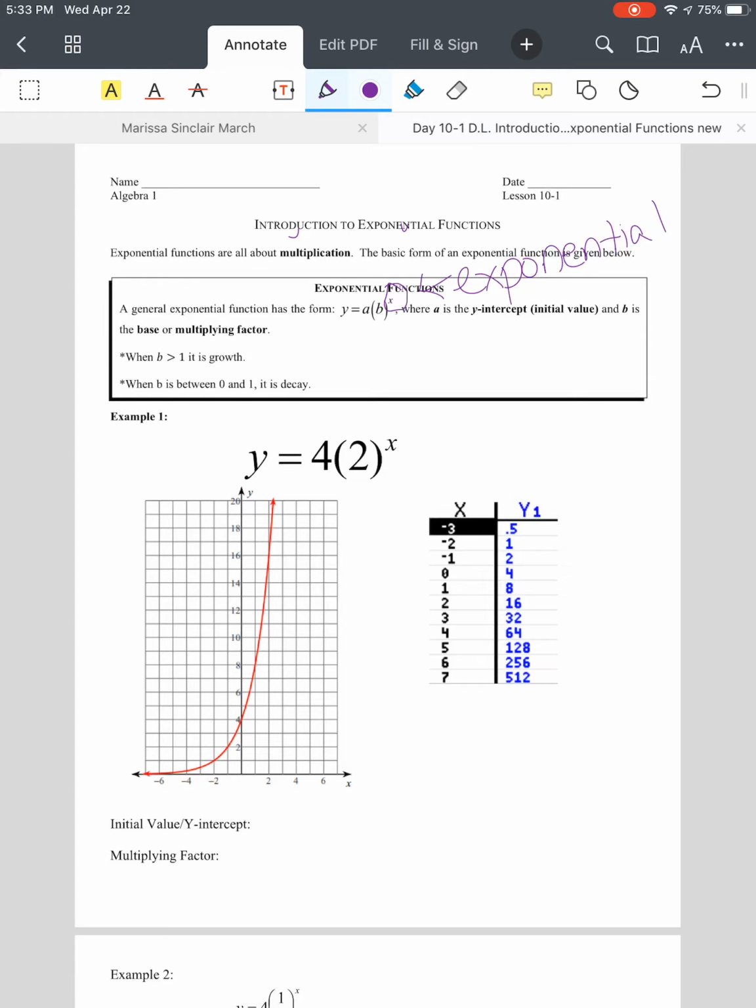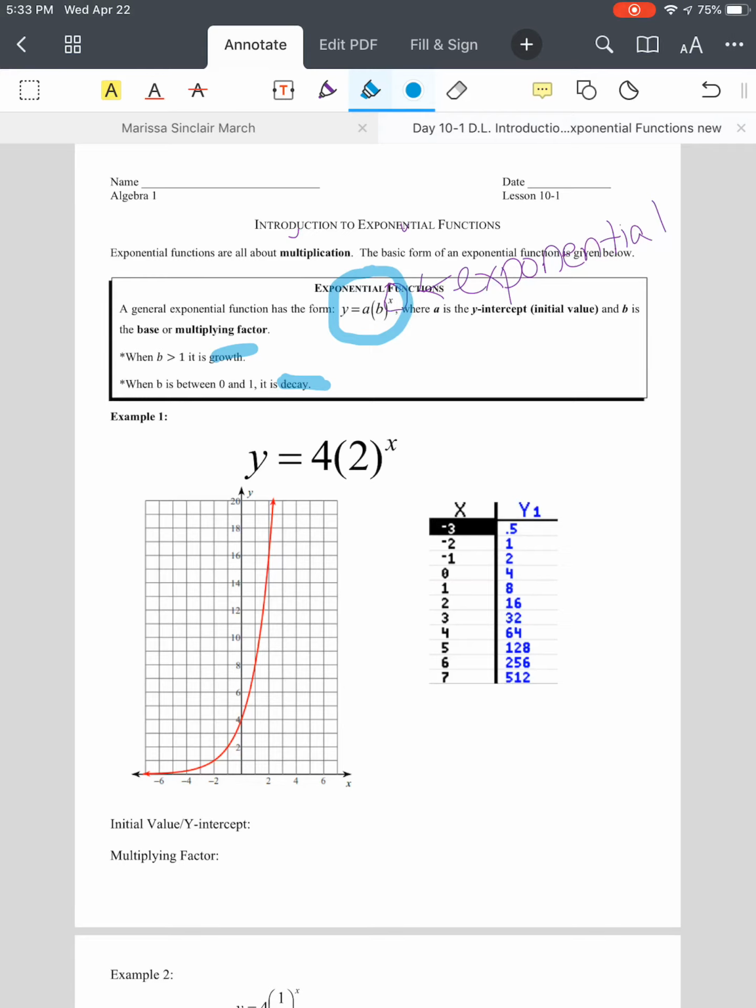Okay, and we're going to talk about two types of exponential functions. We're going to talk about growth and we're going to talk about decay. So we can have exponential growth or we can have exponential decay. So an exponential function has this form, y equals a parenthesis b to the x. And it's just in the math world, they use the a and the b just to show that that's the form. A is the y-intercept or the initial value, and b is the base. That's why I guess they use a b, or we a lot of times call it the multiplying factor.